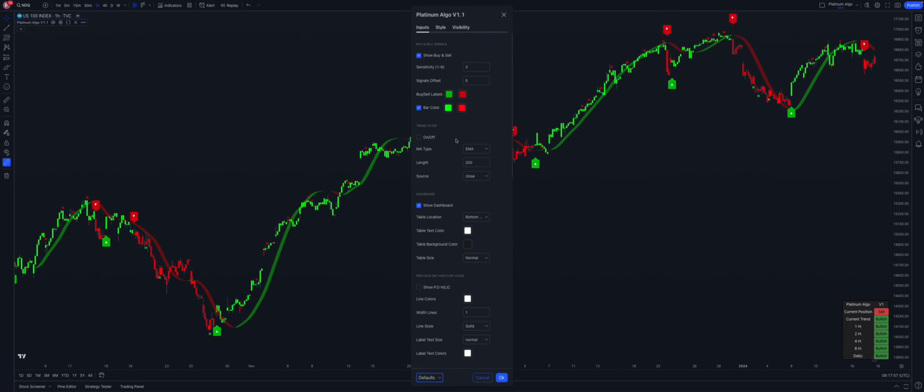Next we have the trend filter. All it does is filter trades with the trend. For example, if I turn it on, then only trades that are above the 200 EMA will be printed as buy trades, and only trades that are below the 200 EMA will be printed as sell trades.